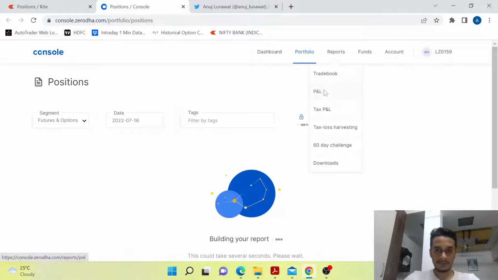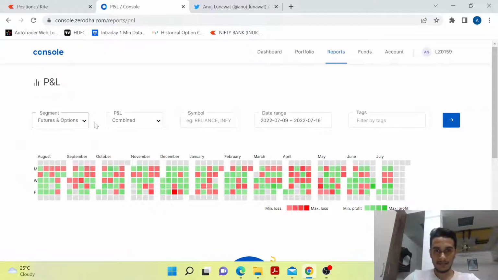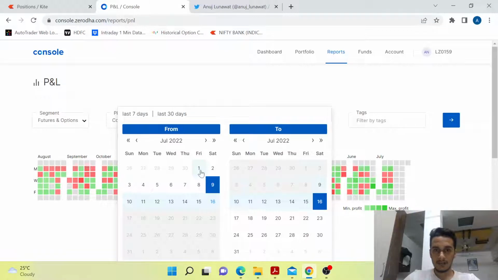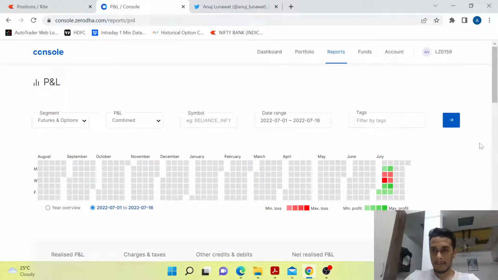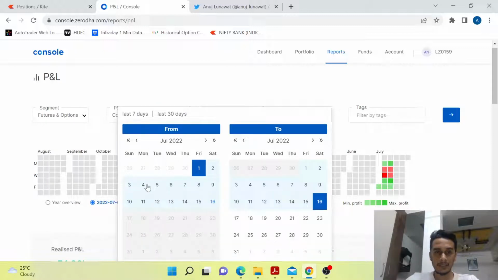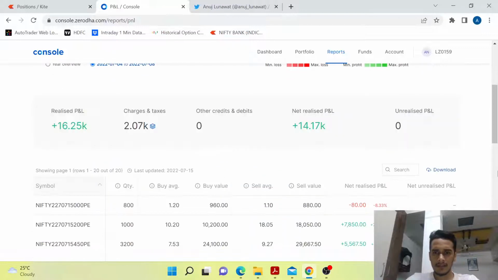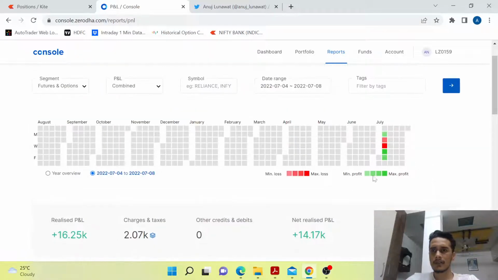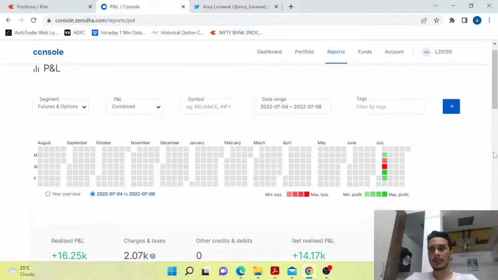For the month of July, I earned 75,000 and 6,000 is for charges, so around 69,000, which is pretty much on track. The first week was not very good. I lost around 7 points on Wednesday and another 2 points on Tuesday, which was okay. Surviving is also a very good thing in this market.